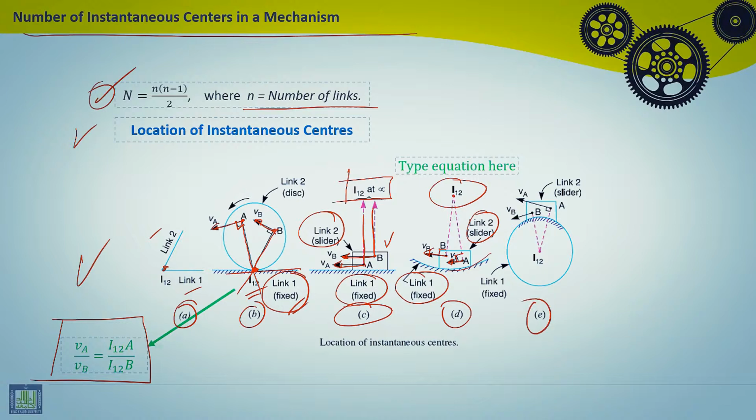Last example. Also, we have a rotational slider, but externally. So the instantaneous center of rotation should be the center of the grounded link here, link number 1. And by the same method, BI12 should be perpendicular to VB, and VA should be perpendicular to AI12.